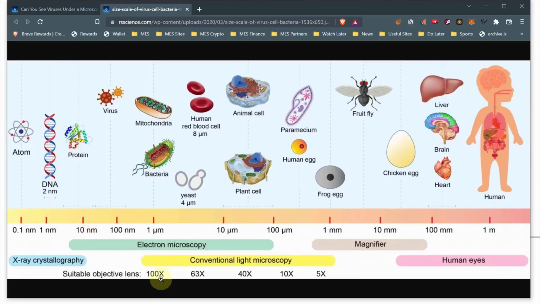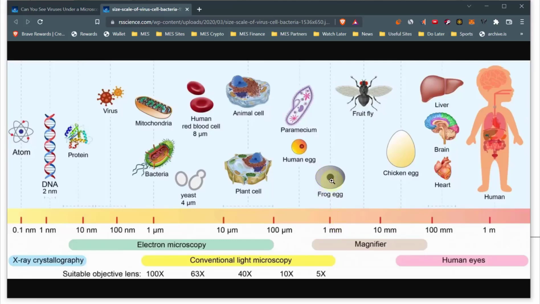Just to compare the sizes, we have 1 meter here for a human, like a child, 1 meter tall. That's about 3.3 feet, or 3 feet. Now in the widths, you're looking at 100 millimeters for the heart, brain, and liver. Then the chicken eggs in between in the 10 millimeter range, and a bit bigger. Now you have the fruit fly, with wingspans below 10 millimeters. And a millimeter is a thousandth of a meter.